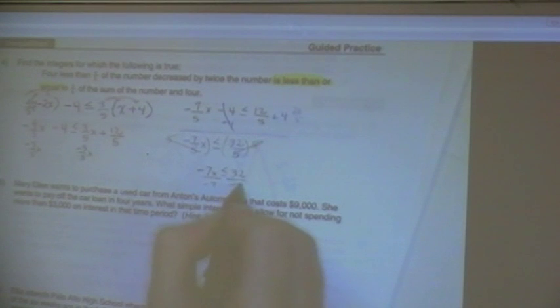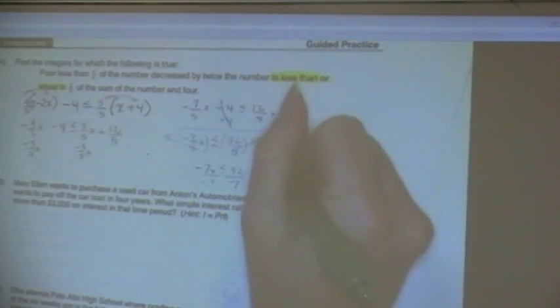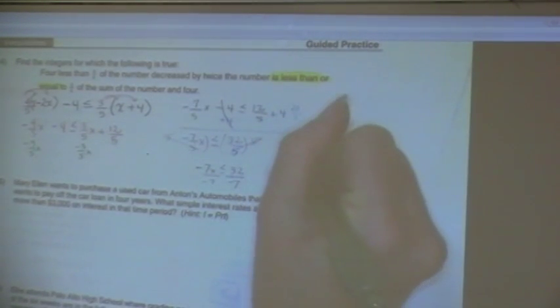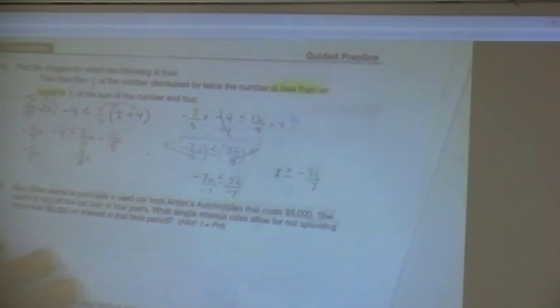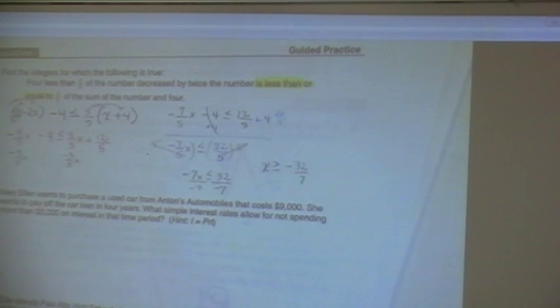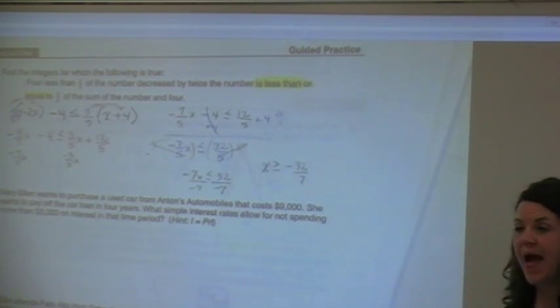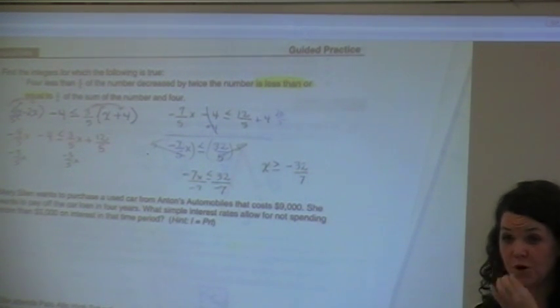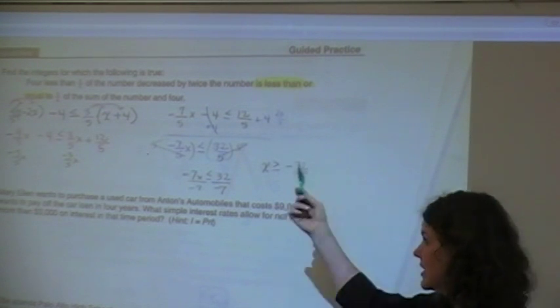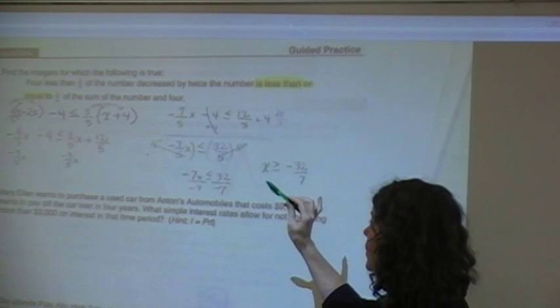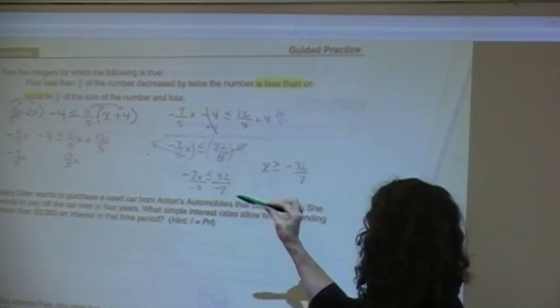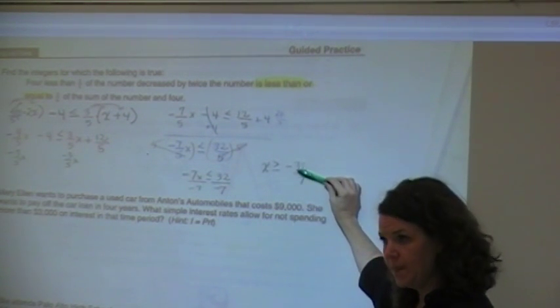Now I'm dividing by a negative number. Flip your sign. Okay, now I got x is greater than -32/7. But remember, you have to apply the specified domain. And when I go up and look at the specified domain, it says find the integers for which the following is true. The integers. This is not an integer.